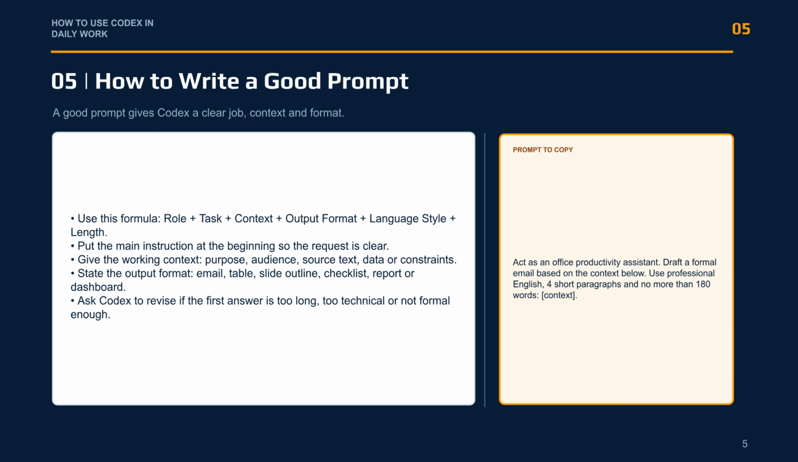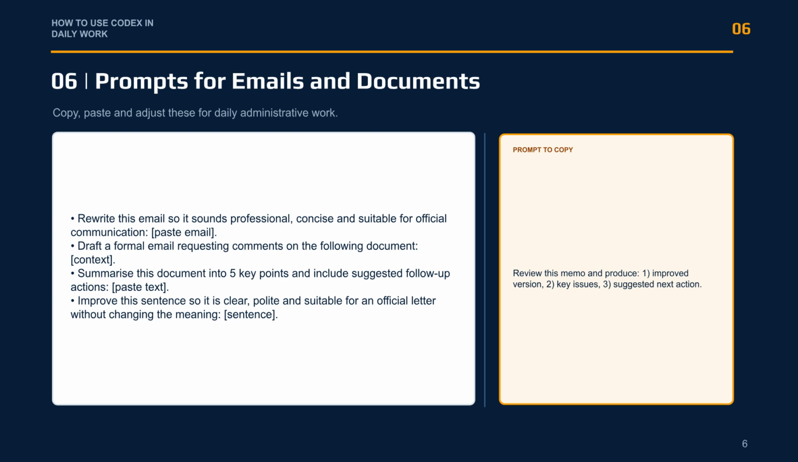To get the most out of Codex, you need to write a good prompt. Follow the formula: role, task, context, output format, language style, and length. If the initial result isn't perfect, just ask Codex to revise it. For emails and documents, try prompts that ask for specific tone adjustments or concise summaries. Whether you are rewriting an email to be more professional or asking for feedback on a document, keeping your prompts clear and structured is key.